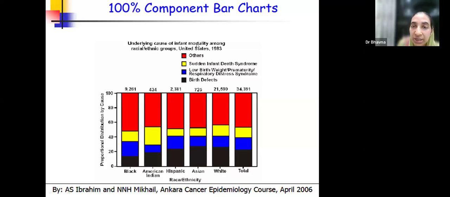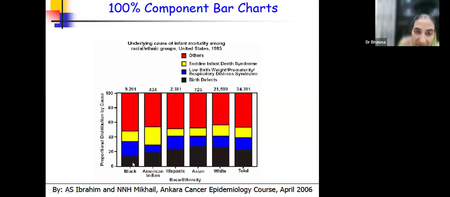Underlying cause of infant mortality among racial or ethnic groups in the United States in 1983. So how many groups are we talking about? We're talking about 4 groups, right? Others, SIDS, sudden infant death syndrome, low birth weight or prematurity or respiratory distress syndrome, and birth defects. And we are talking about different races. Look, Black, American Indians, Hispanics, Asians, whites, and total.